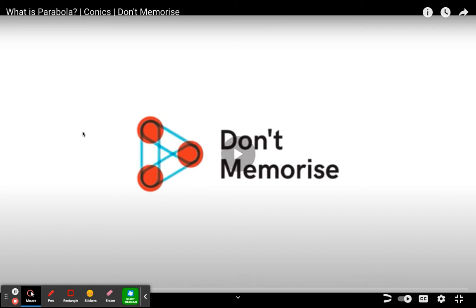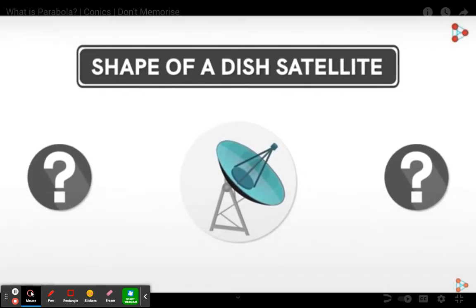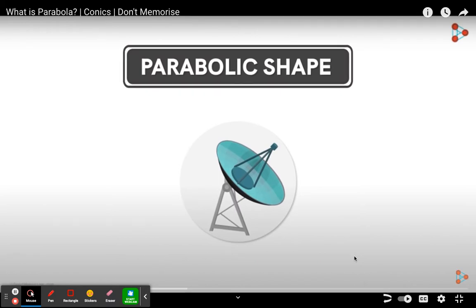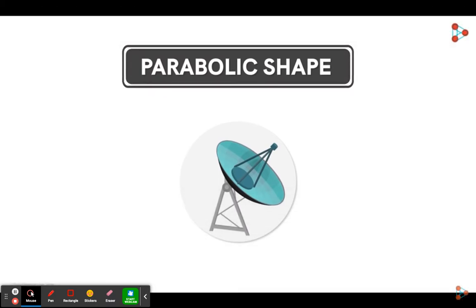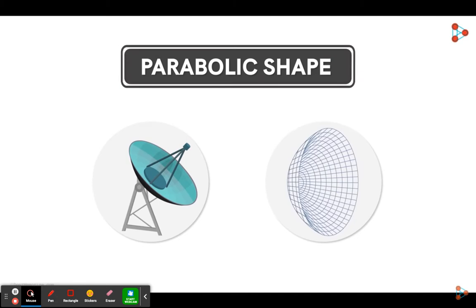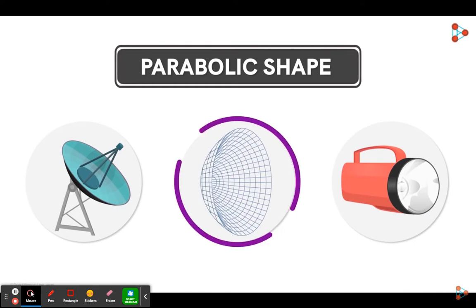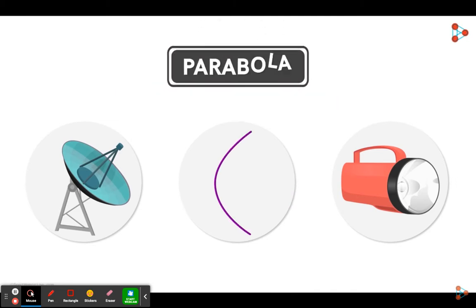So, do you know what's the shape of a dish satellite called? That's right. A dish satellite is parabolic in shape. We've seen this in one of our previous videos. It's made up of this type of a curve. We can find many such examples of parabolic surfaces in our daily lives. One of them is the mirror used in a flashlight. It's also made up of this type of a curve. Let's consider just one of all these curves. Such a curve is called parabola. In this video, we will understand what exactly a parabola is.